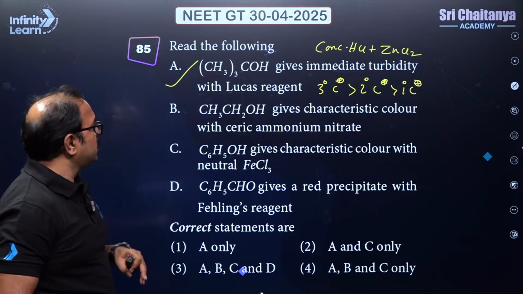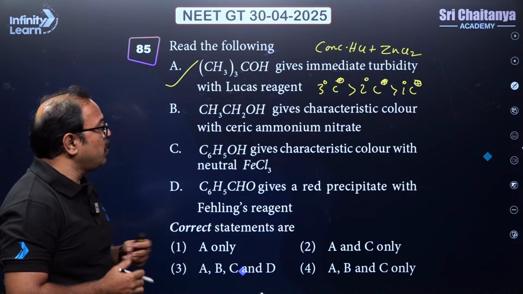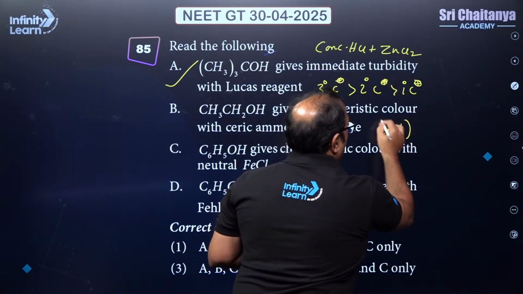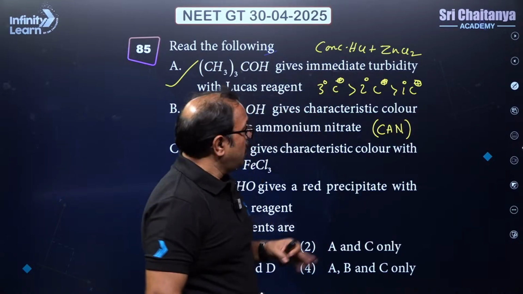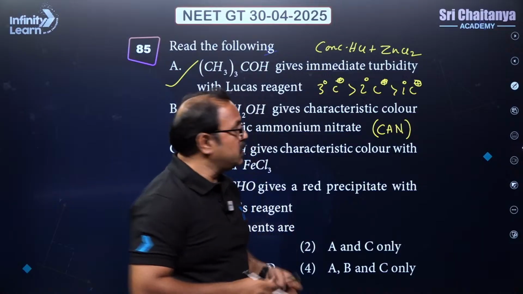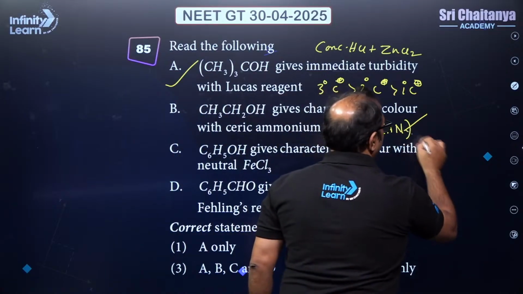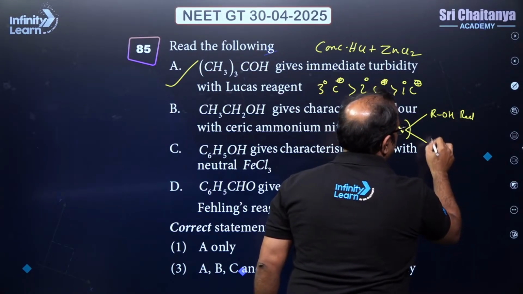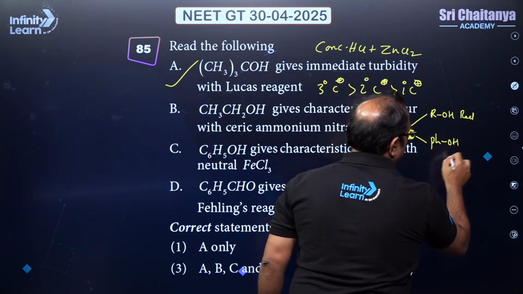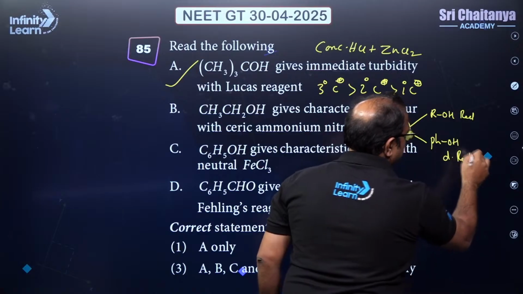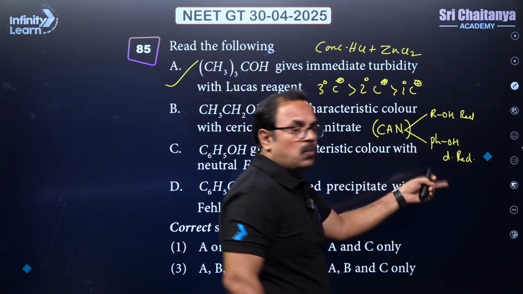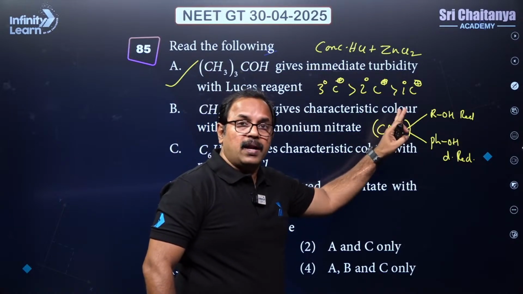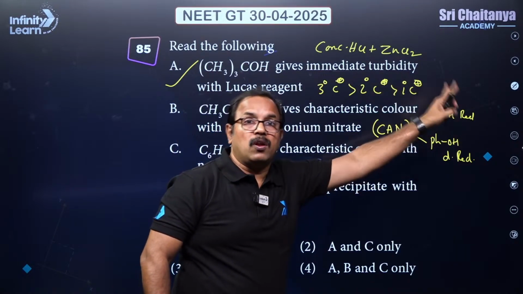Ethanol gives characteristic color with ceric ammonium nitrate. Most often it is represented as CAN. CAN is one of the types of reagent which gives color with alcohol and phenol. With alcohol it gives red color. With phenol it gives, some books write violet, some books write dark red also. You can just check that one. Dark red is given more in practical books. So ceric ammonium nitrate will tell you whether there is a phenolic group or alcoholic group.